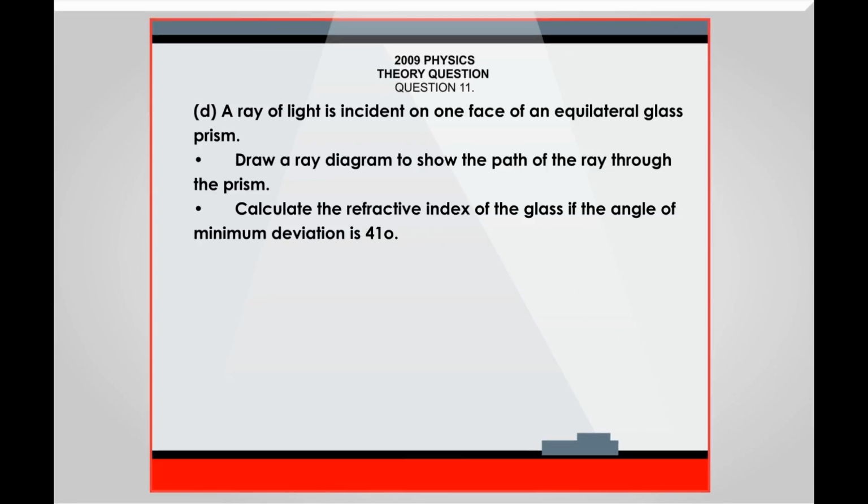D. A ray of light is incident on one face of an equilateral glass prism. Draw a ray diagram to show the path of the ray through the prism. Calculate the refractive index of the glass if the angle of minimum deviation is 41 degrees.